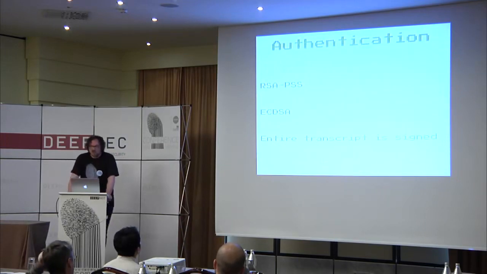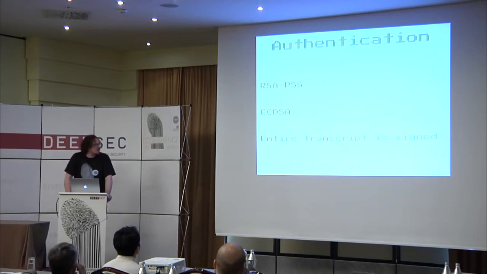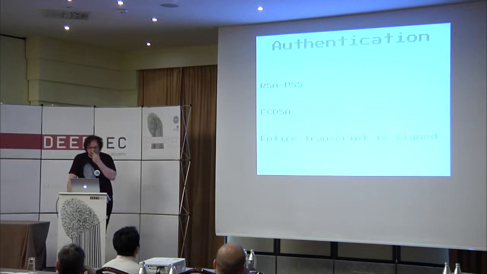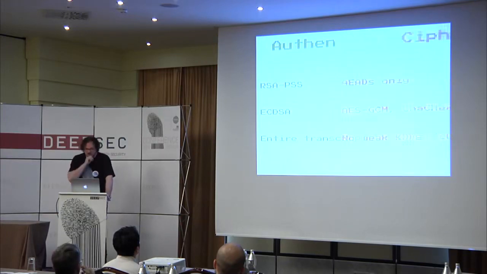Authentication: RSA. If you have an RSA certificate, you use RSA PSS, which is just a lot less dangerous to use in terms of signature algorithm. ECDSA is still there, so don't reuse your nonces for ECDSA. And then by default, the entire transcript is signed. So things like FREAK and Logjam, anything to do with downgrading the ciphers. Not that there are any weak ciphers anymore, but downgrading the ciphers is not necessarily possible.